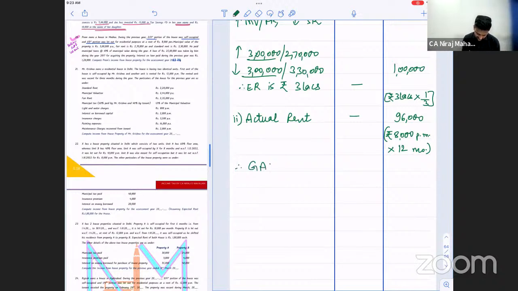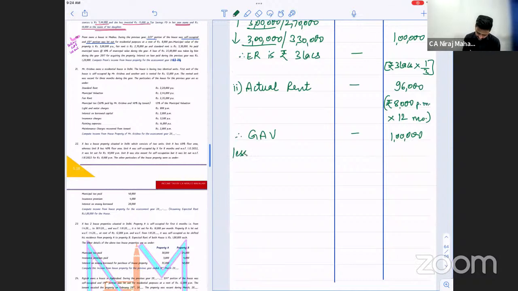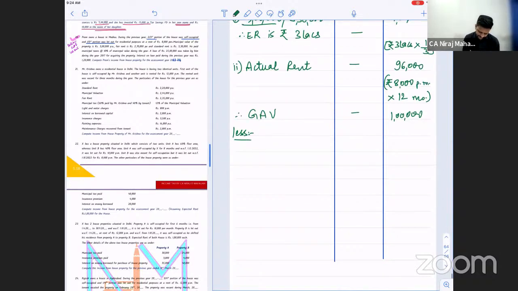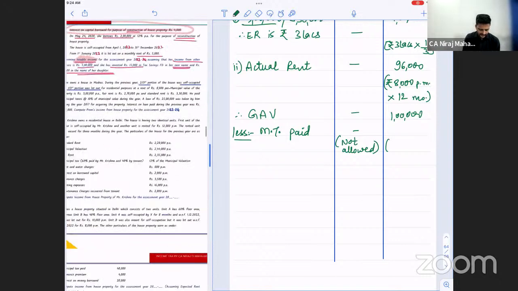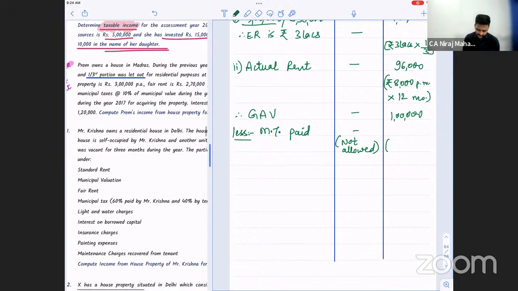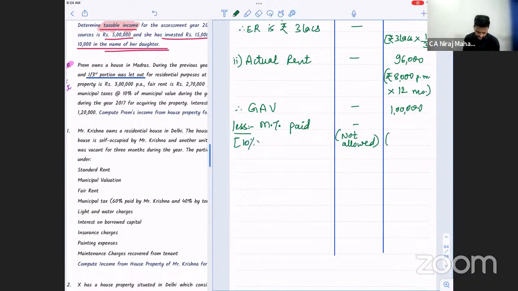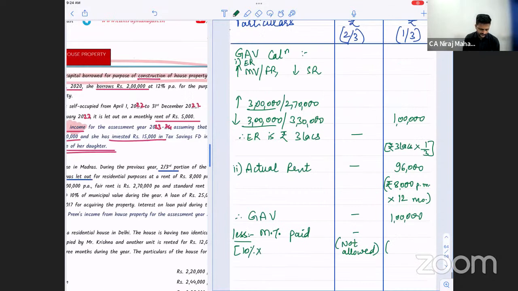Therefore, GAV for SOP is always nil, and this is 1 lakh. Less: municipal taxes paid by owner during the year. Do we allow for SOP? We don't allow. Do we allow for let out? Yes, but we will allow only the let out part. How much is municipal taxes paid? He paid municipal taxes at 10% of municipal value. So I am writing the figure here: 10% of municipal valuation of 3 lakhs. Correct, no?